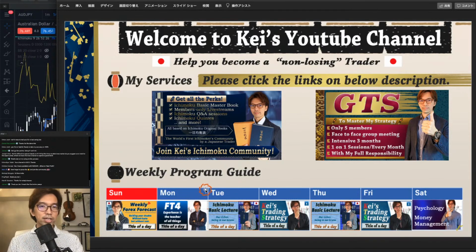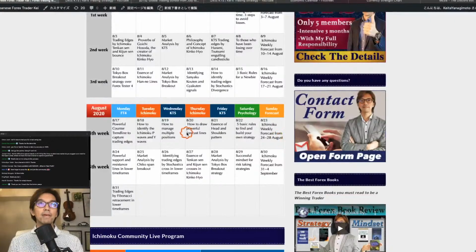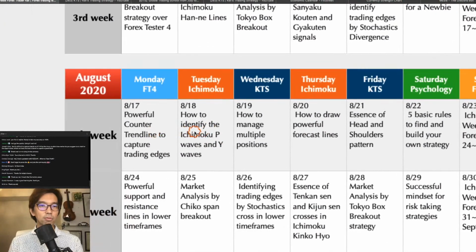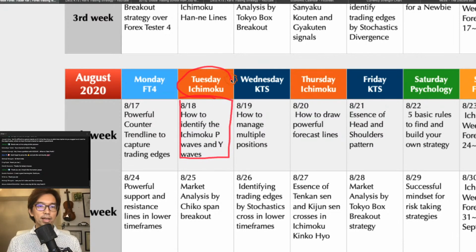So tomorrow on Tuesday, this is the 18th of August tomorrow, I will talk about how to identify the Ichimoku P waves and Y waves. So tomorrow's topic is about Ichimoku, and I will talk about P wave and Y wave and how to capture it. So hopefully you can join tomorrow.